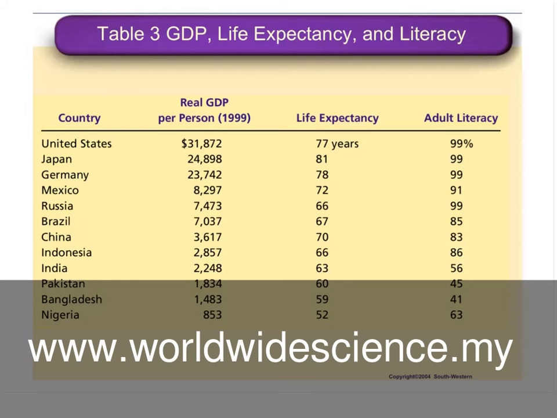So as you can see, GDP doesn't guarantee a higher life expectancy, but it increases the possibility. Like the U.S., even though they have a very high GDP, they don't have the highest life expectancy, but they are among the highest. The U.S., Japan, and Germany have higher life expectancy than the rest.